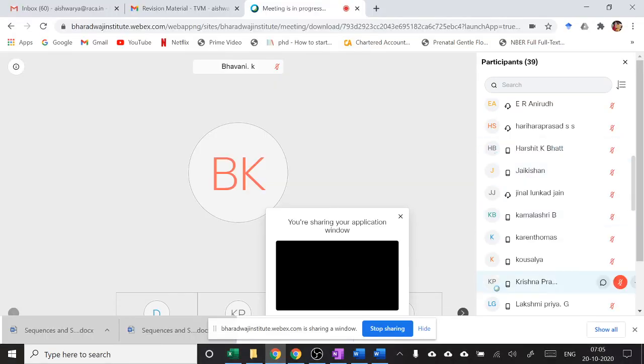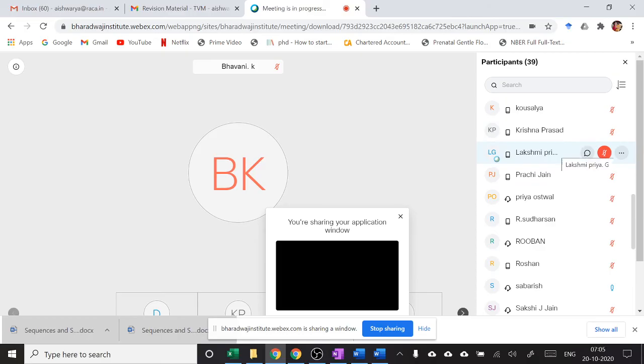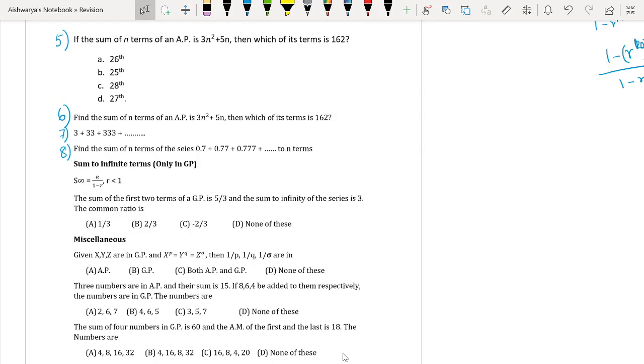Who wants to read? Lakshmi Priya? The sum of n terms of an AP is 3n square plus 5n. Then which of its term is 60?